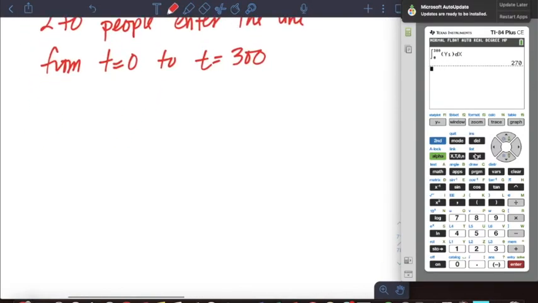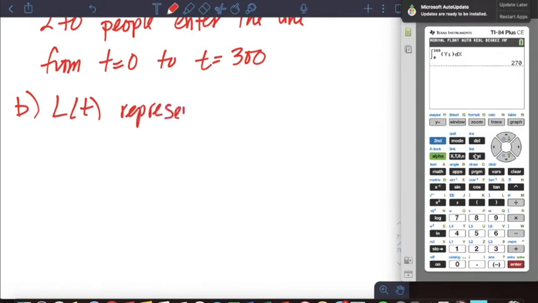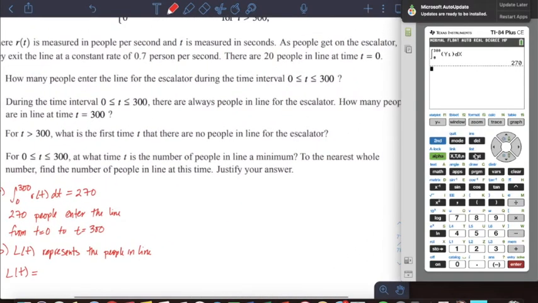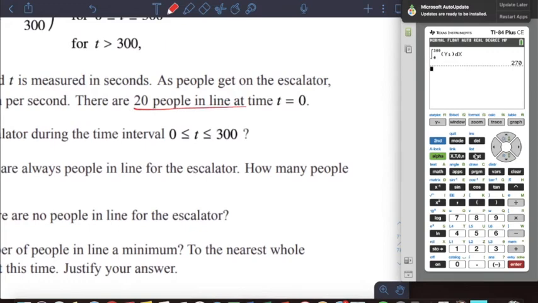So for part B, we're going to look at the total amount of people on this line. What I like to do for problems like these is write an equation. So we're going to call this L of t. L of t will represent the amount of people on the line. When we're looking at an equation like this, we want to start with my initial number of people on the line, and it tells me that at time t equals 0, there are 20 people in line. Okay, so that's my initial.